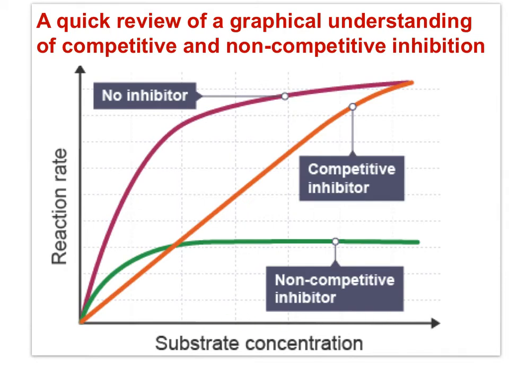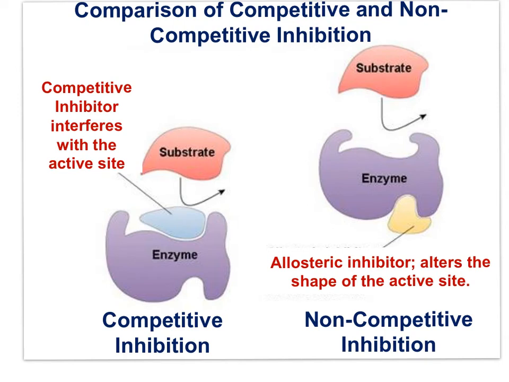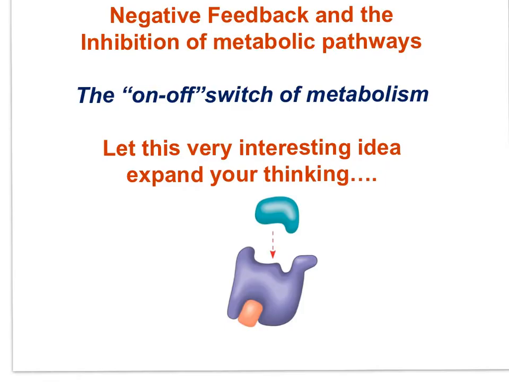Study this slide. Again, here's a comparison of competitive inhibition, where the inhibitor competes with the substrate for the active site, and non-competitive inhibition, where the inhibitor binds to an allosteric site, causing conformational shape change in the enzyme that changes the shape of the active site such that it cannot bind the substrate, inhibiting the reaction. Study this slide.